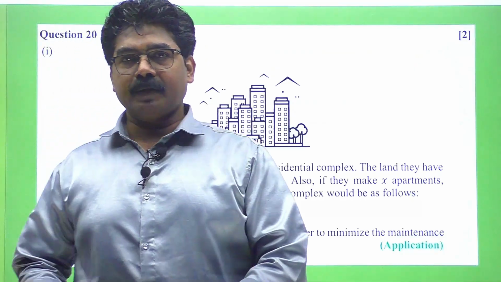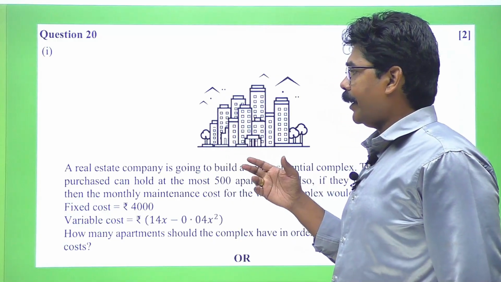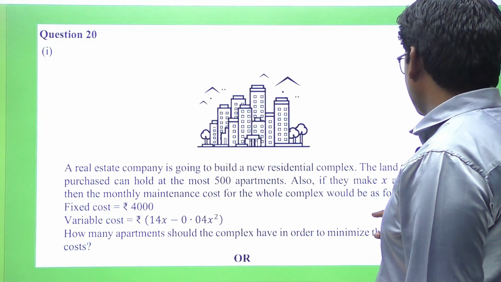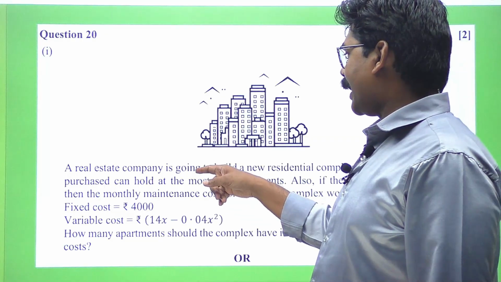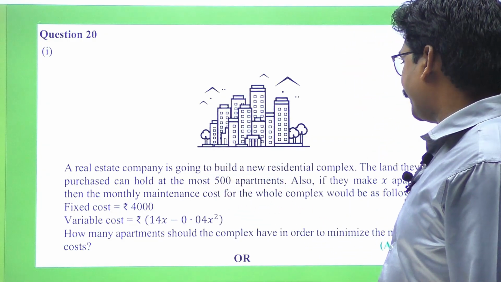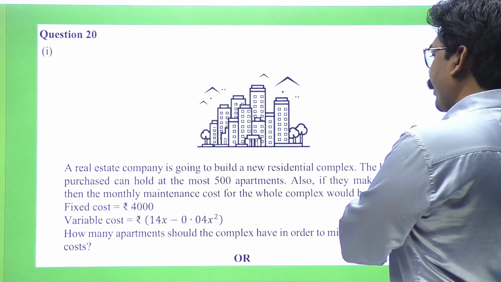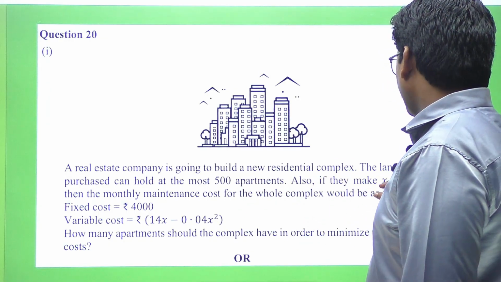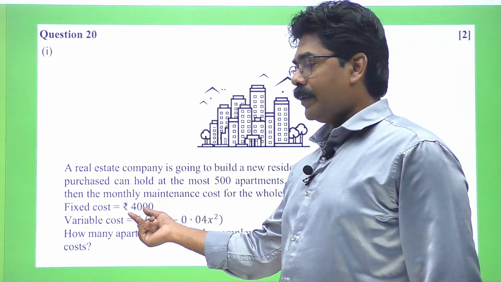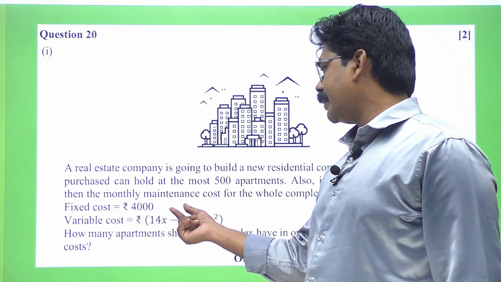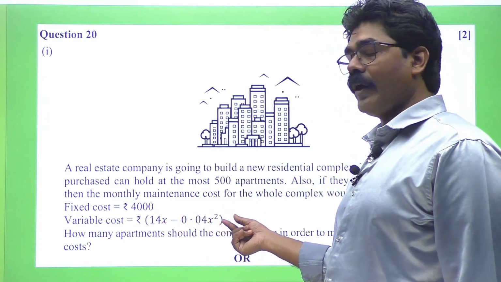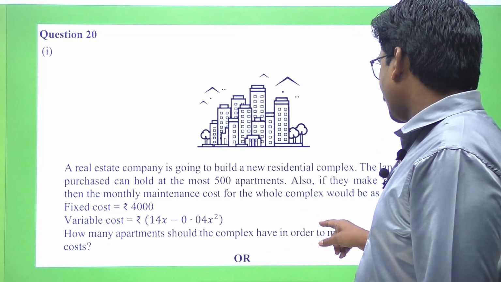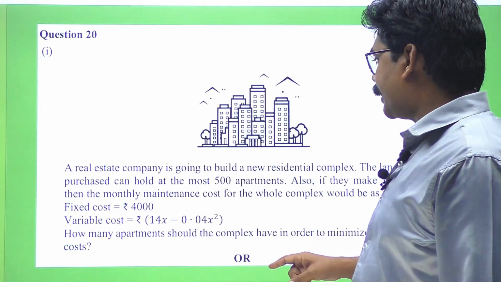Let's see this question. Question number 20. A real estate company is going to build a new residential complex. The land they have purchased can hold at most 500 apartments. Also, if they make x apartments, then the monthly maintenance cost for the whole complex would be as follows. Fixed cost rupees 4000, the variable cost rupees 14x minus 0.04x square. How many apartments should the complex have in order to minimize the maintenance cost?